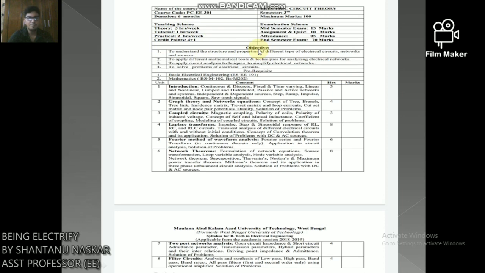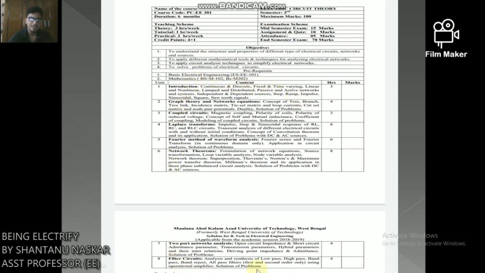So what is the objective of this course? Number 1, to understand the structure and properties of different types of electric circuit network and source. Number 2, to apply different mathematical tools and techniques for analyzing electrical network. Number 3, to apply electric analysis technique to simplify electrical networks and to solve problems of electrical circuit.